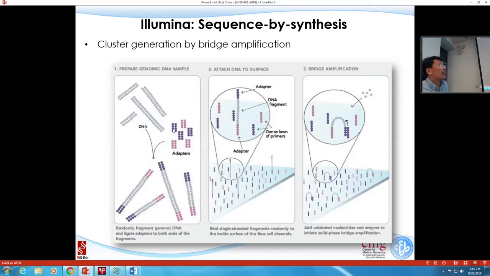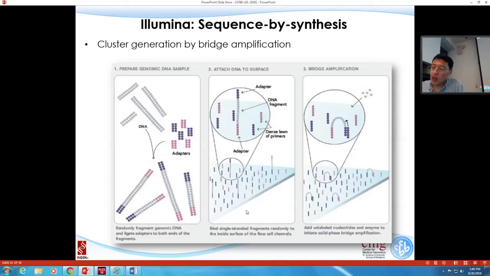Then you have the dark and light purple ones. They are the adapters for DNA sequencing. So the first reaction is we put the adapters at the ends of the DNA molecule we want to sequence. This is a very easy process to do. Once you finish this part, keep in mind that for the purple part, we know the sequence, but for the gray part we don't. That's the part we want to sequence.